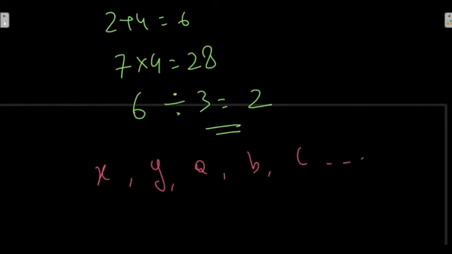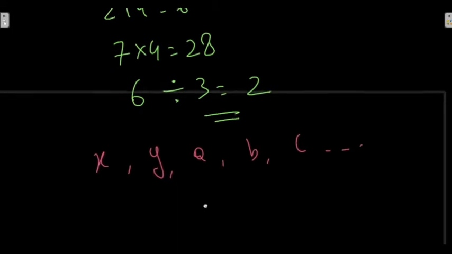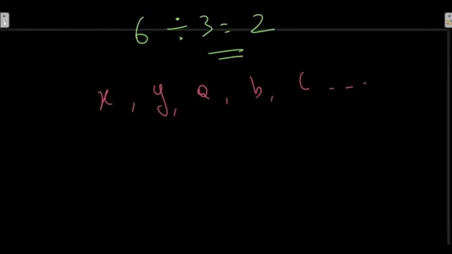Now, before we do that, let's take an example. Say you have 7 candies, okay, and someone takes 3 candies from you. How many candies are you left with? The answer is 4, right?